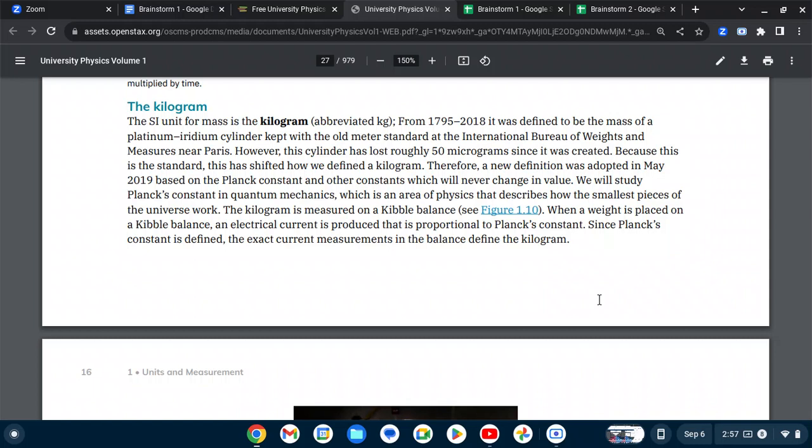Therefore, a new definition was adopted in May 2019 based on the Planck constant and other constants which will never change in value. We will study Planck's constant in quantum mechanics, which is an area of physics that describes how the smallest pieces of the universe work. The kilogram is measured on a Kibble balance. When a weight is placed on a Kibble balance, an electrical current is produced that is proportional to Planck's constant. Since Planck's constant is defined, the exact current measurements in the balance define a kilogram.